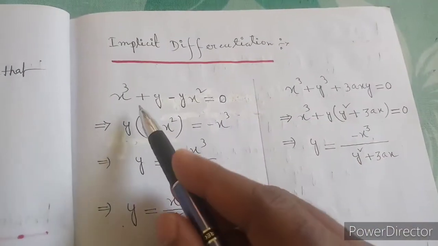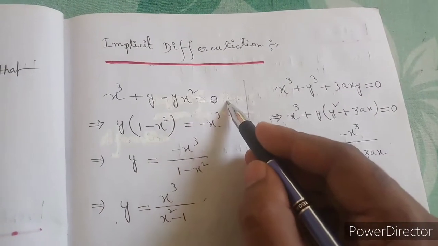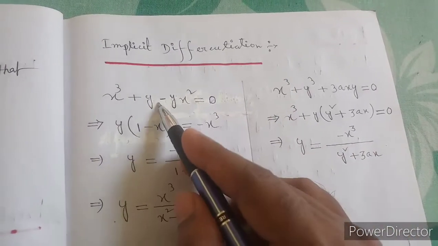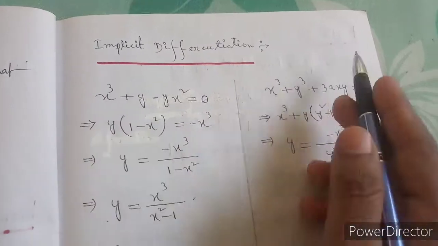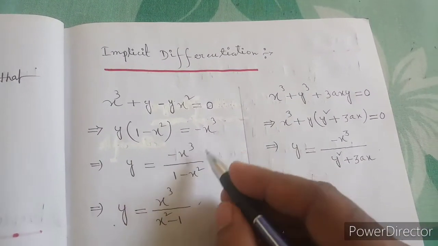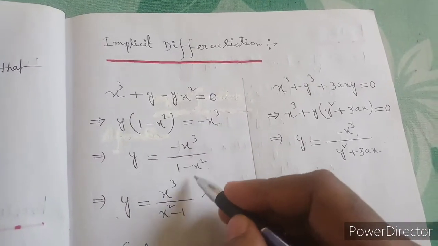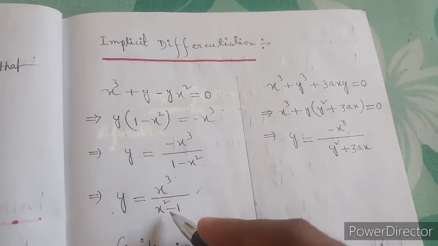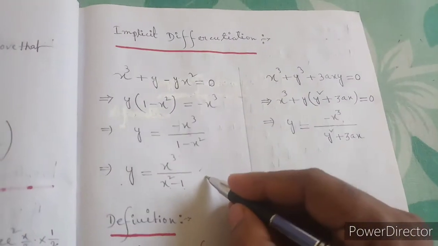Why? Because x cube plus y minus y into x square equals 0. Taking y common, we get y times (1 minus x square), and x cube is here, so minus x cube. So y equals minus x cube by 1 minus x square. Multiplying with minus, y equals x cube by x square minus 1. So from this equation we got this equation.